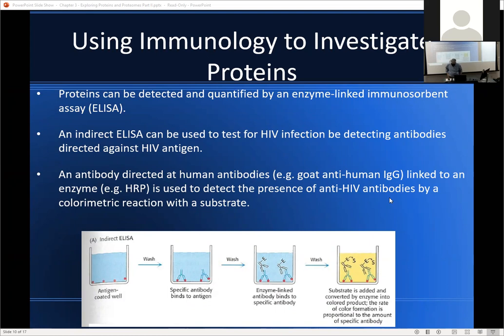Okay, so I talked a lot about making these antibodies. Let's talk about some of the techniques where we can actually use antibodies to detect proteins.